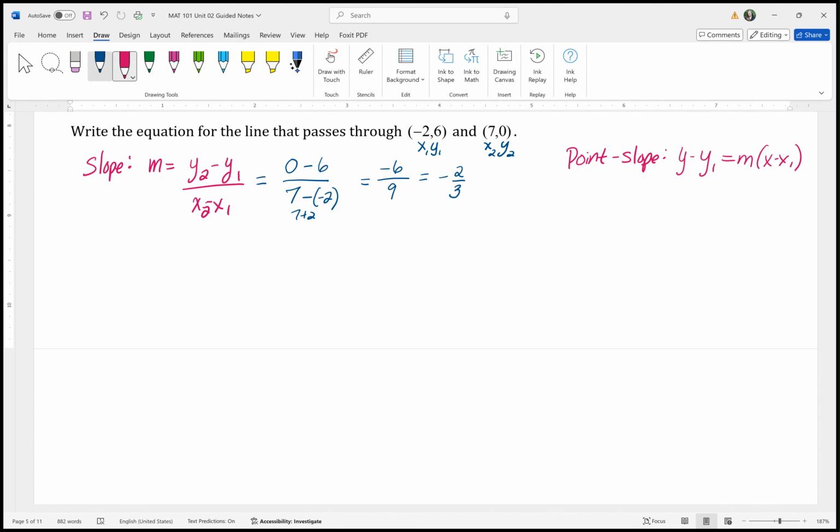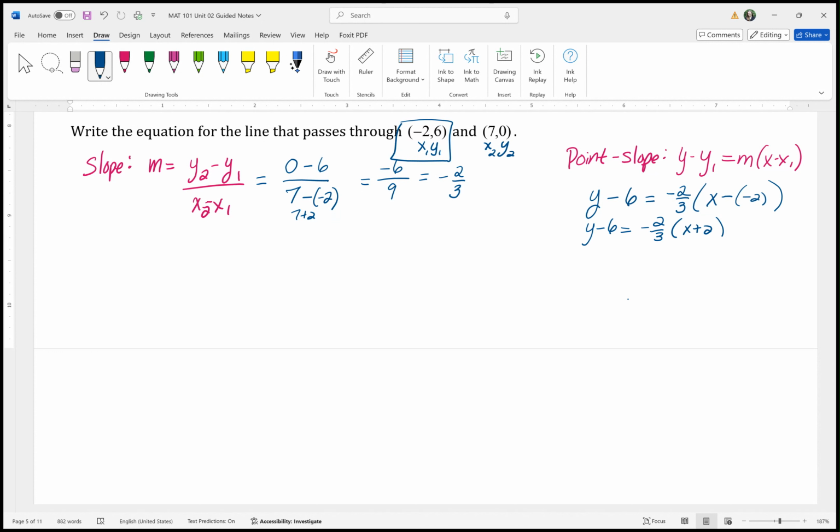Okay, so now we can plug this in. We have, again, remember that first y we're keeping, minus y1. I'm just going to go ahead and use the point that is labeled x1, y1. You could use the other point if you wanted to, but I'm going to use this one. So y1 is 6 equals the m that we just found, negative 2 thirds, times x minus x1. Our x1 is negative 2, so we're using parentheses for that. Okay, and then we want to simplify this. Okay, so take care of these double negatives. Y minus 6 equals negative 2 thirds x plus 2.